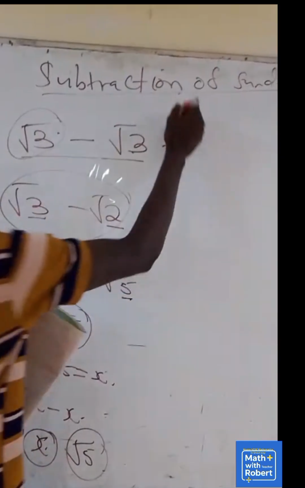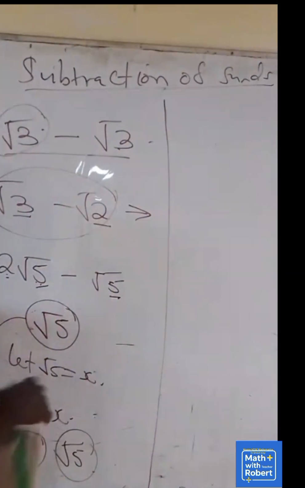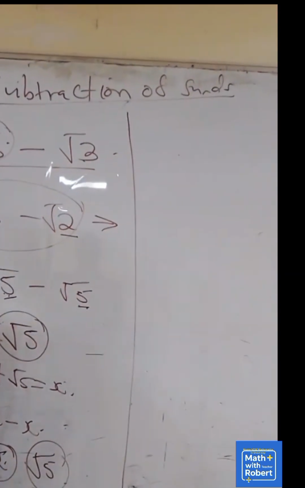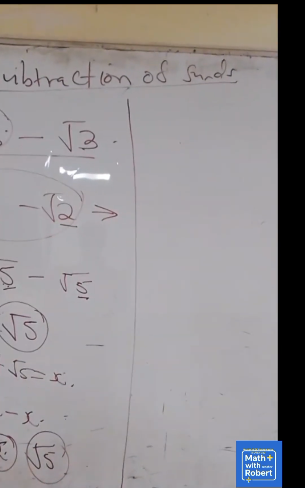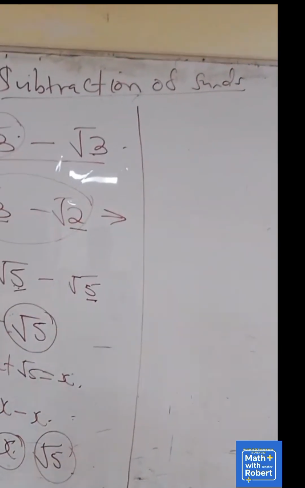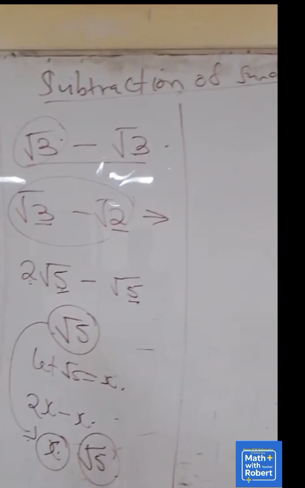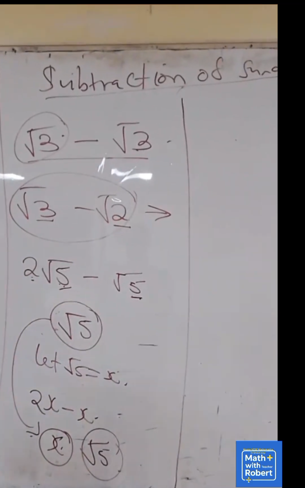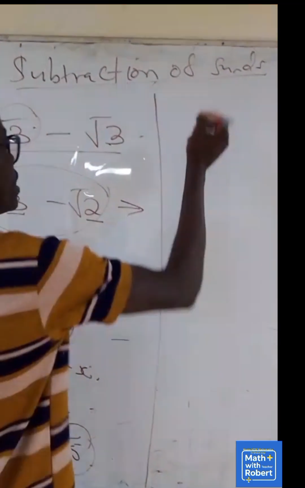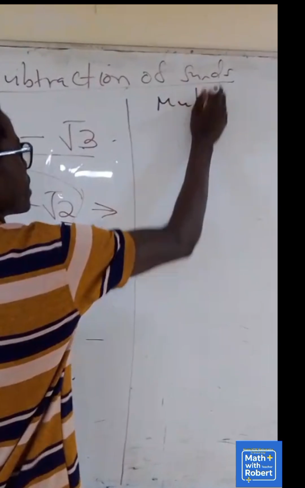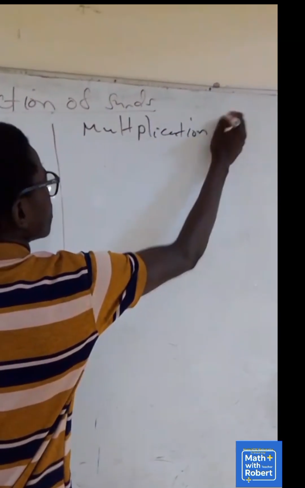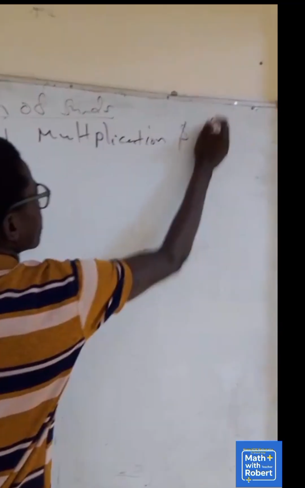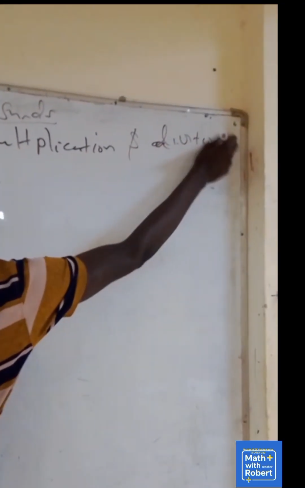So let us do multiplication and division. Multiplication and division are a bit different from addition and subtraction. So here we say this is multiplication and division.